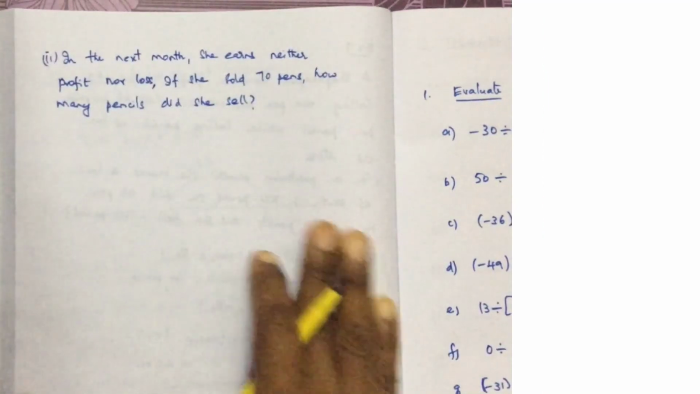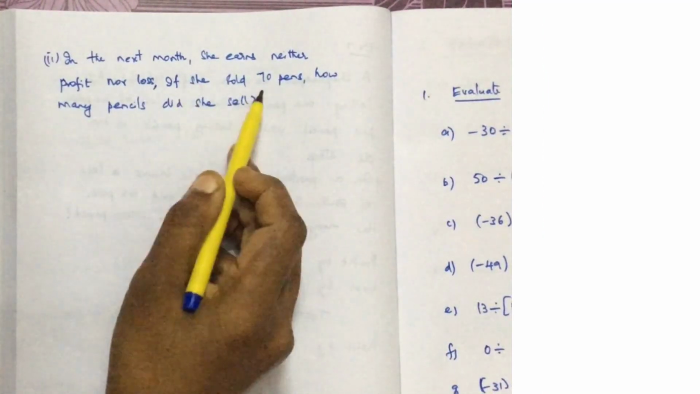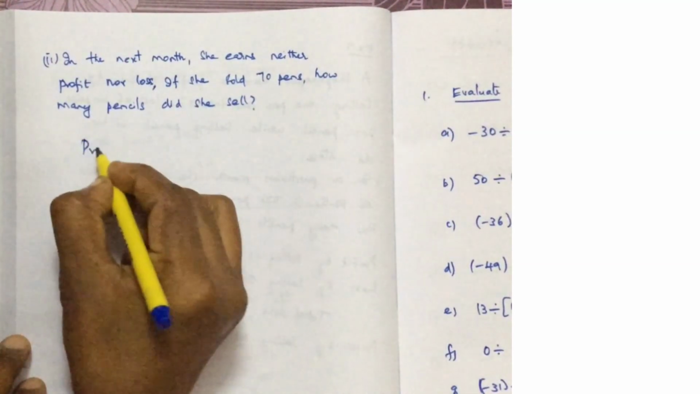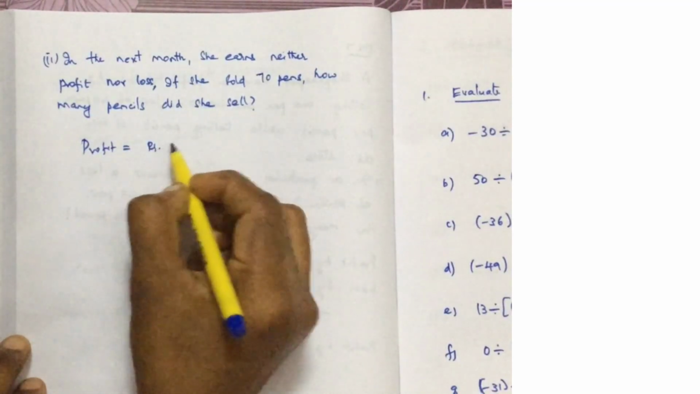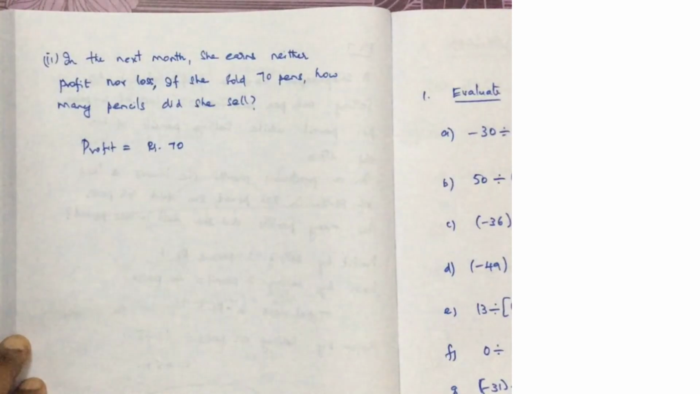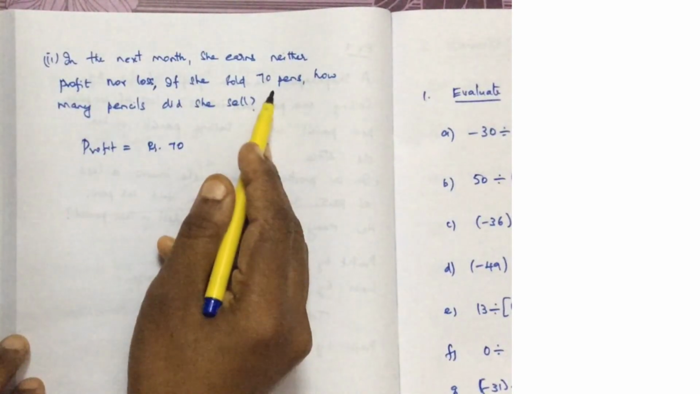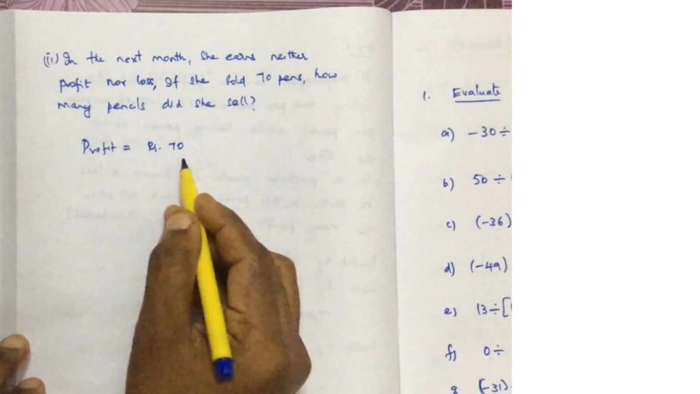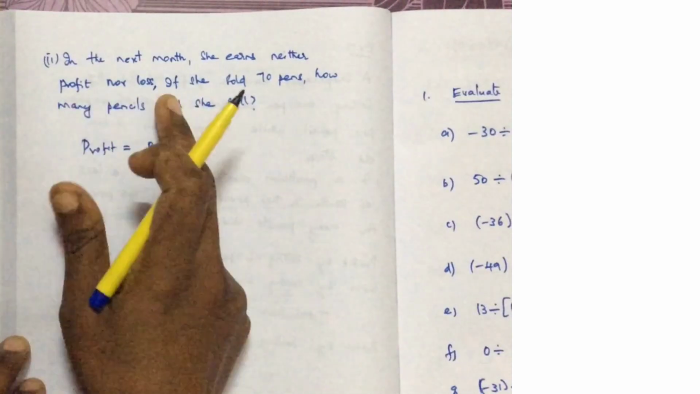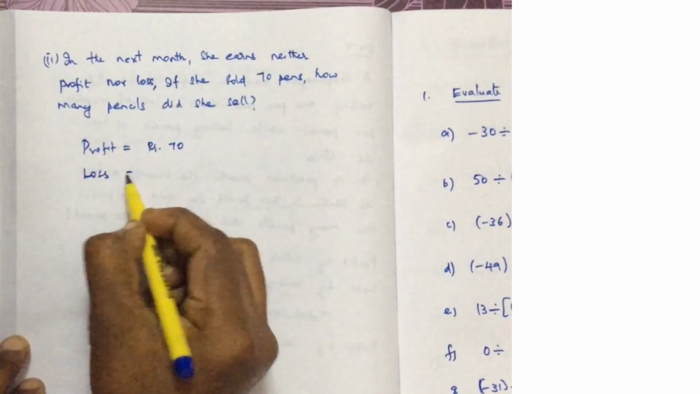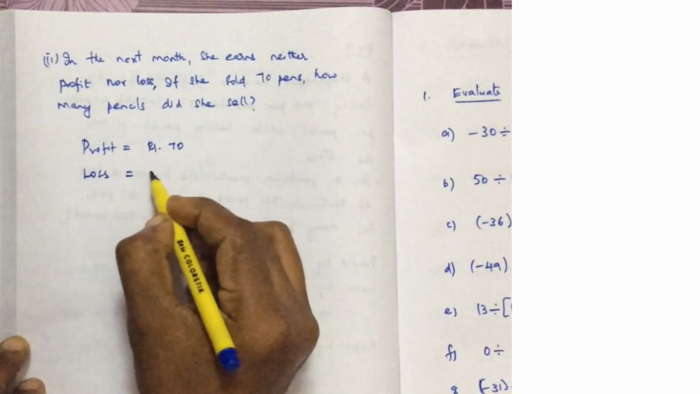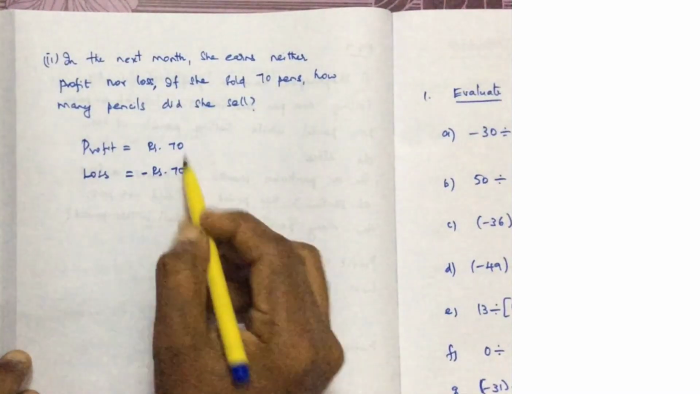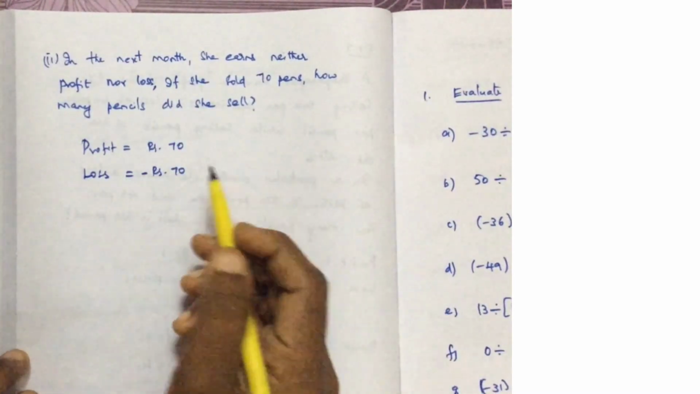In the next month she earns neither profit nor loss. If she sold 70 pens, how many pencils did she sell? So the next month the profit is rupees 70, because for each pen there is a profit of 1 rupee. So the total profit by selling 70 pens is 70 rupees. There is neither profit nor loss, so loss is equal to profit. So the loss is also equal to rupees 70.